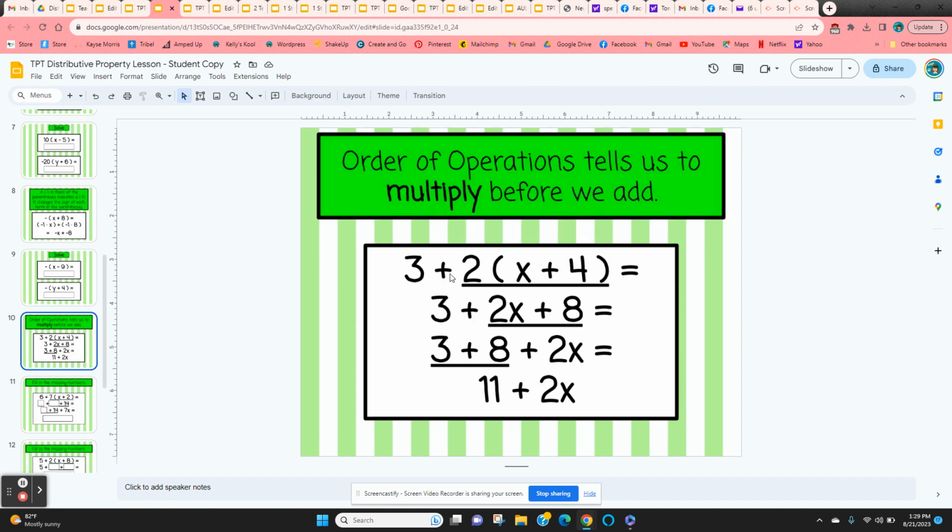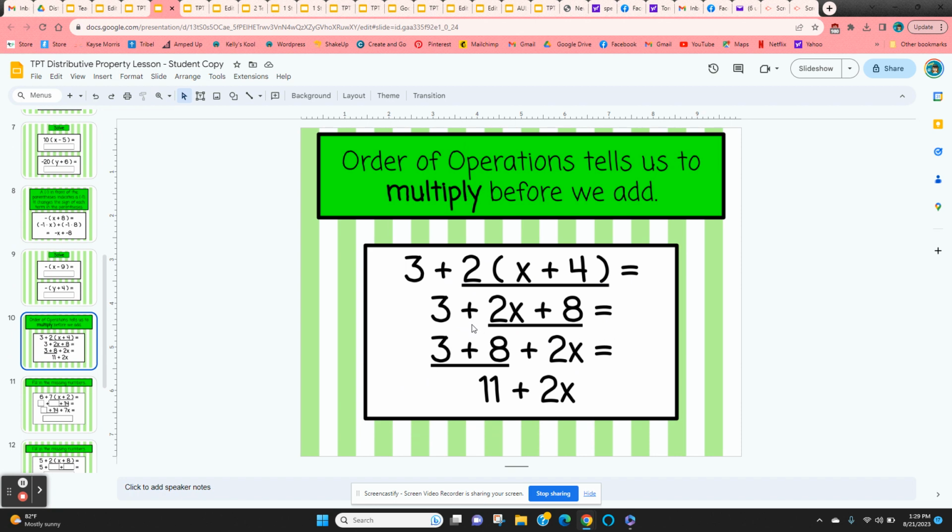Now we've got a different situation here. They're adding to a distributive property problem. So we want to make sure that they don't add first, because order of operations tells us that we're going to multiply before we add. So they have to distribute the 2 first. 3 stays the same, so 3 plus 2x plus 8.